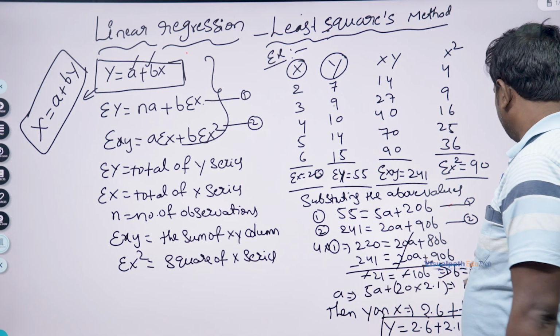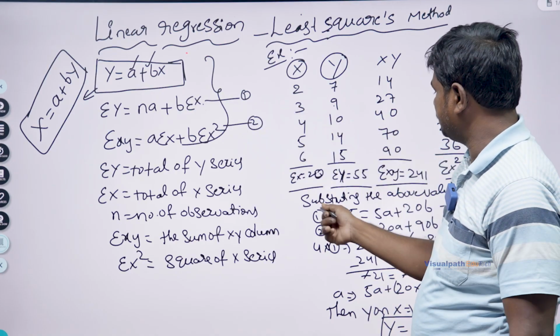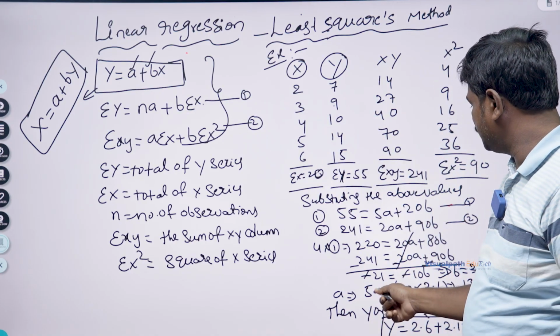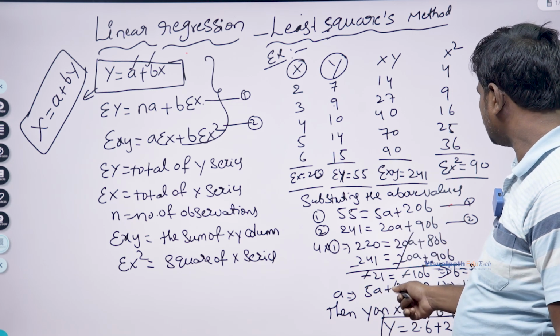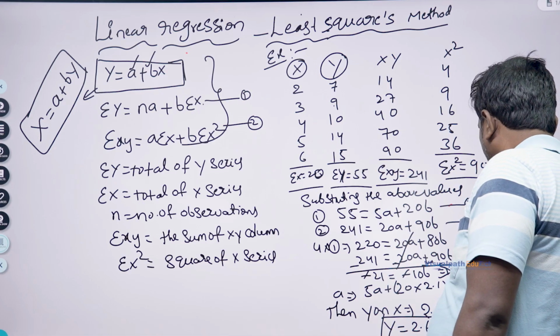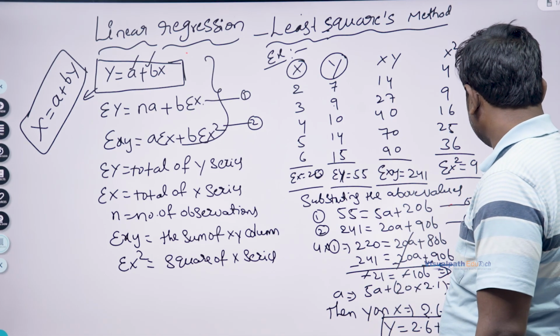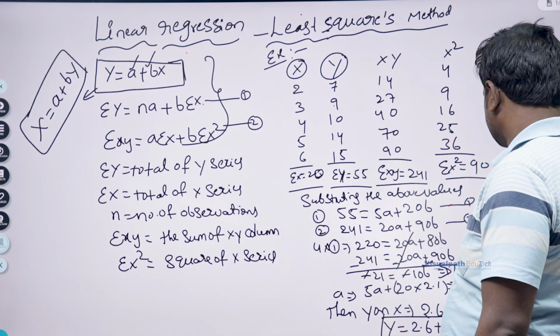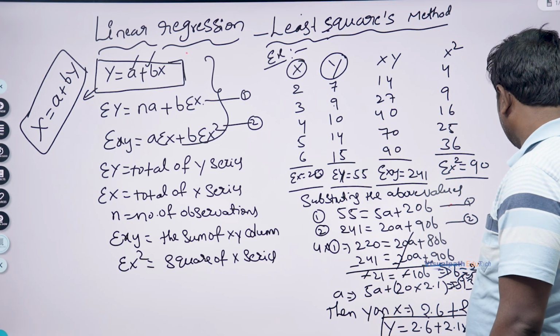Then similarly, we have to substitute this b value into equation 1. This first equation we can substitute. So that is 55, that is 5 into a plus 20 into 2.1 is equal to 55. Then by substituting this value into this equation, we will get a value of 2.6. So b is 2.1 and a is 2.6.